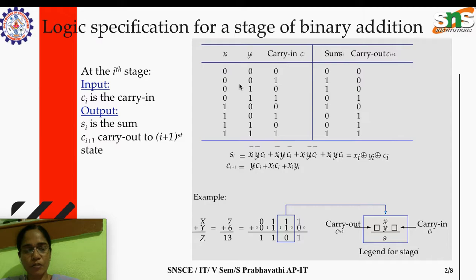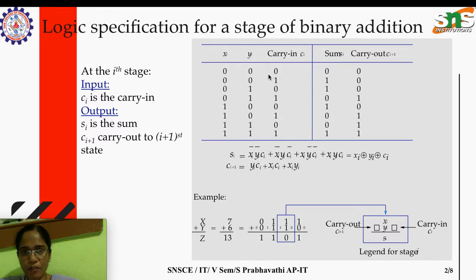since three inputs are given, xi, yi and carry also. At each and every stage we are adding three numbers: x, y and carry, the carry in from the previous stage. Three inputs means we will have totally 2 power 3, which is 2 into 2 into 2 equal to 8 combinations. So it ranges from 0 0 0 to all ones. These are the 8 combinations, and when we add all those, what's the sum and carry?